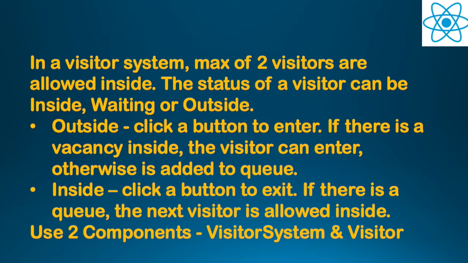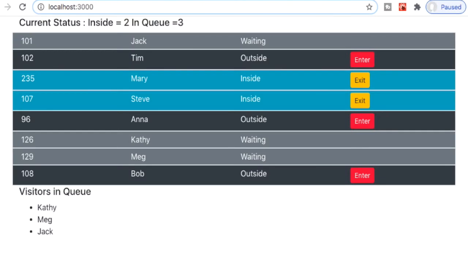If the visitor is inside, the visitor can click a button to exit. If there is a queue, the next visitor is allowed inside. Use 2 components, visitor system and visitor. So this is how the app should look like.